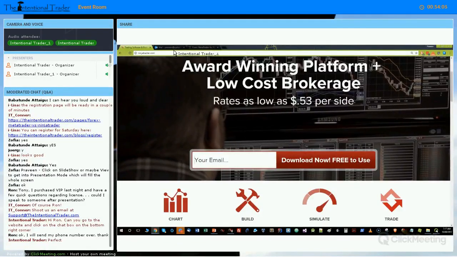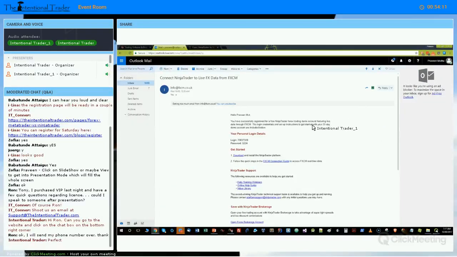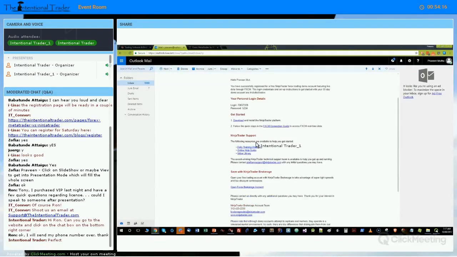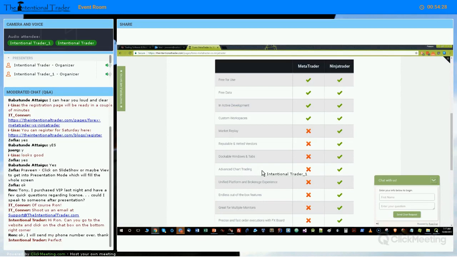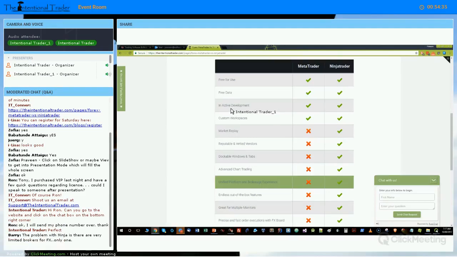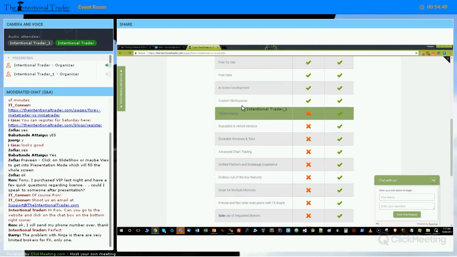And then afterwards, you'll get an email directly from NinjaTrader the instant you sign up from FXCM that says your personal login details have been created, and you can go and trade demo with NinjaTrader, and you have up to a month with NinjaTrader, I believe. But that could change, so I'll have to let you guys know.